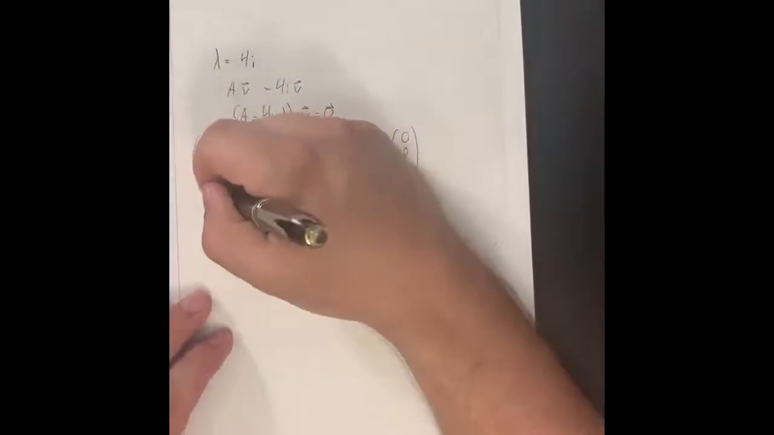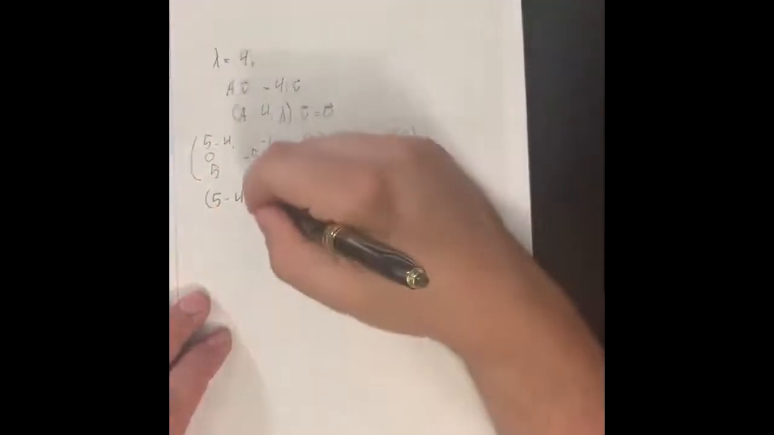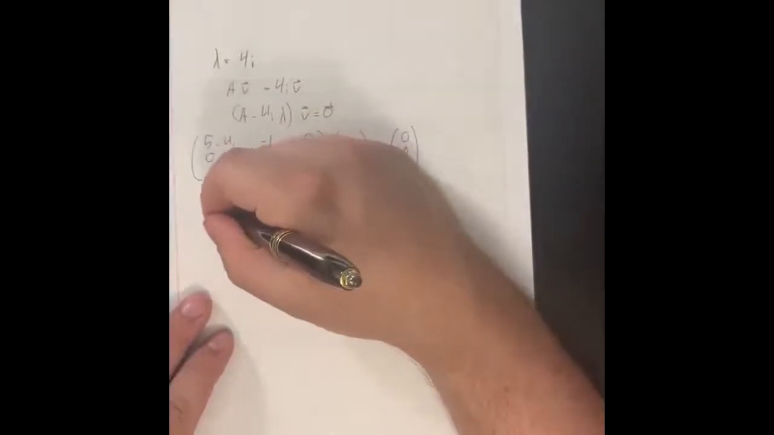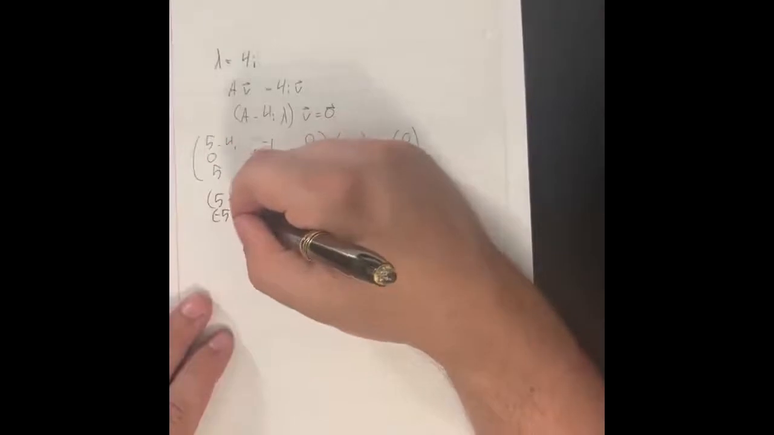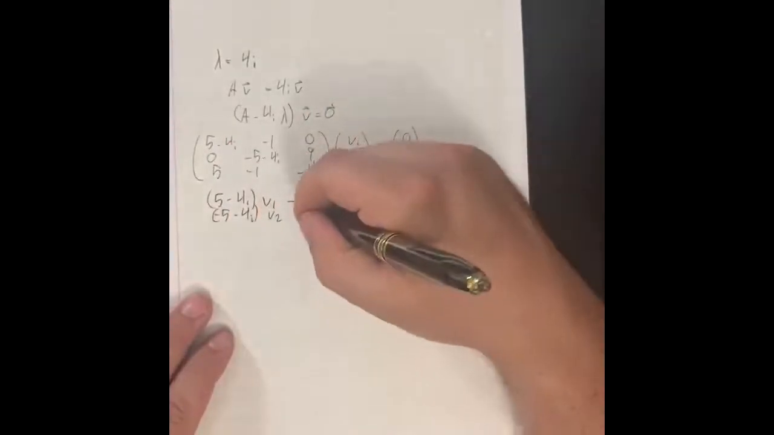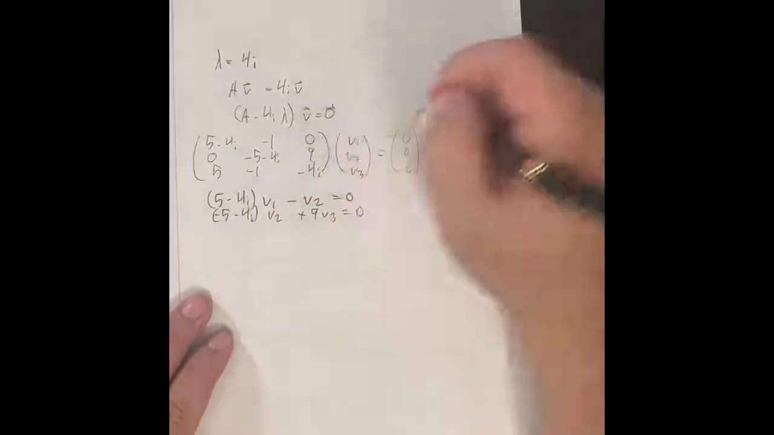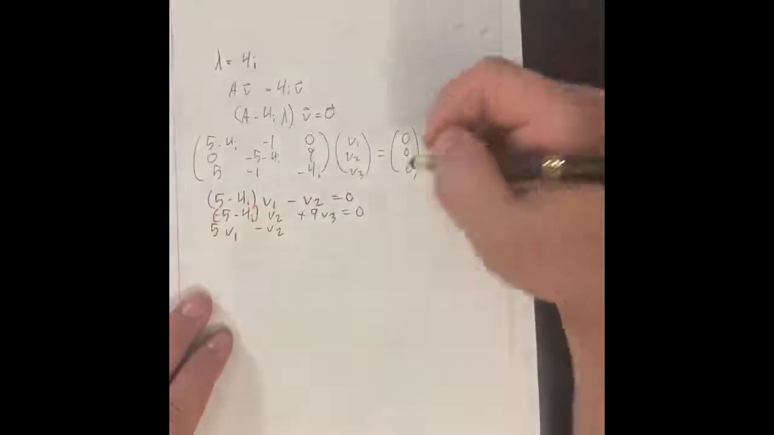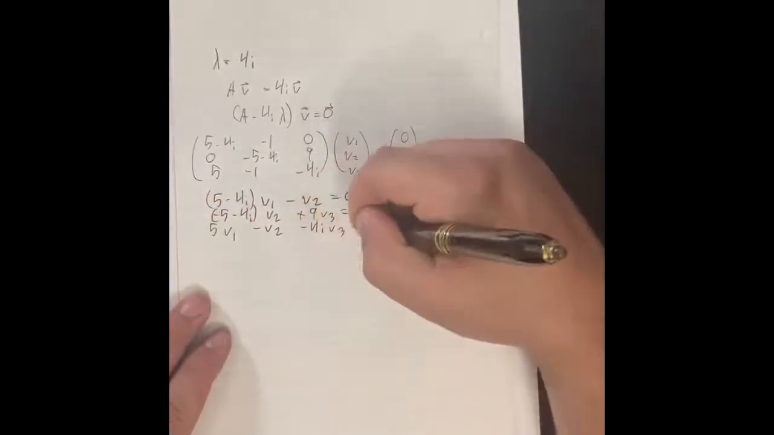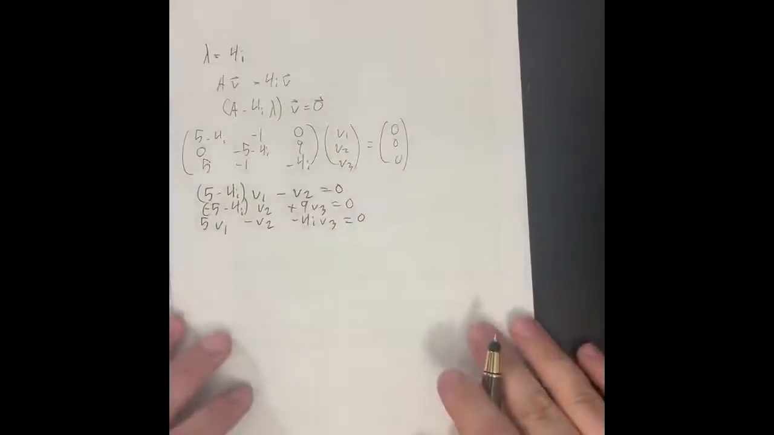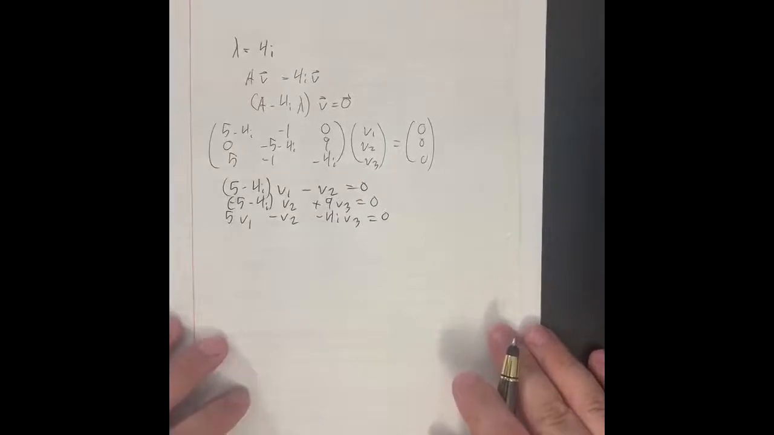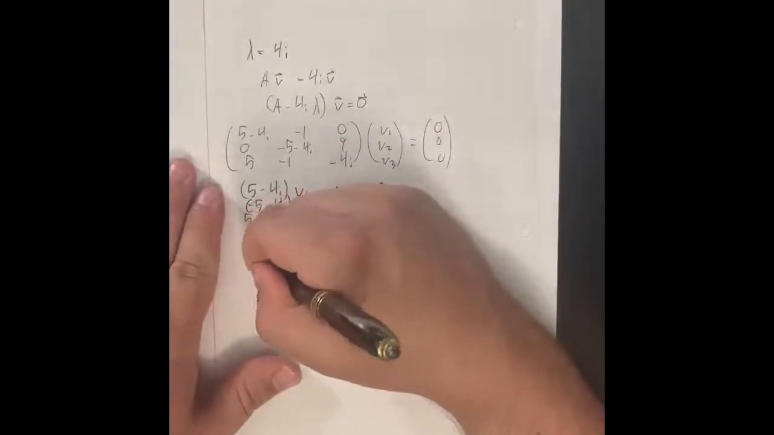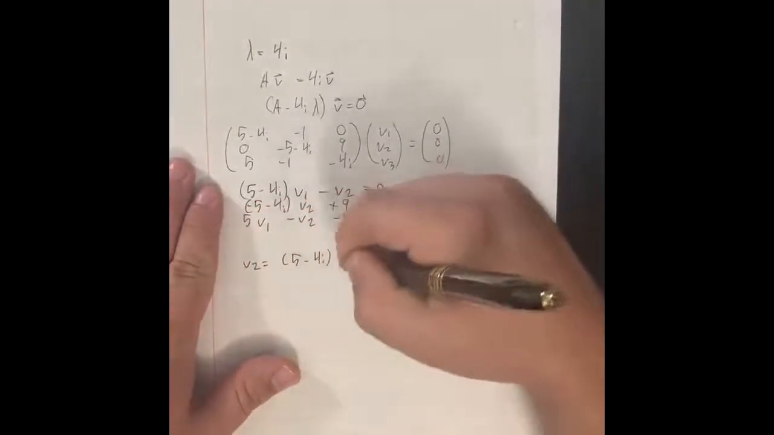Let's write these equations out again. So we have 5 minus 4i times v1 minus v2 equals 0. We have negative 5 minus 4i times v2 plus 9 v3 equals 0. And then we have 5 v1 minus v2 minus 4i v3 equals 0. Okay, so in this case, we can see a couple of things. Let's add this across. So we have v2 equals 5 minus 4i times v1.